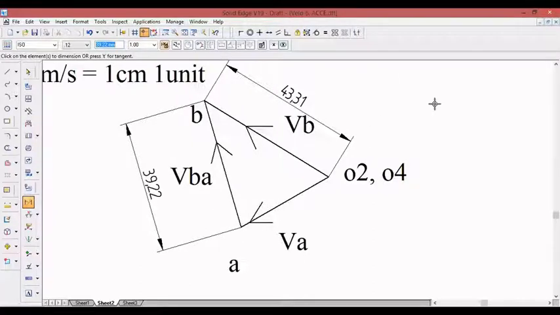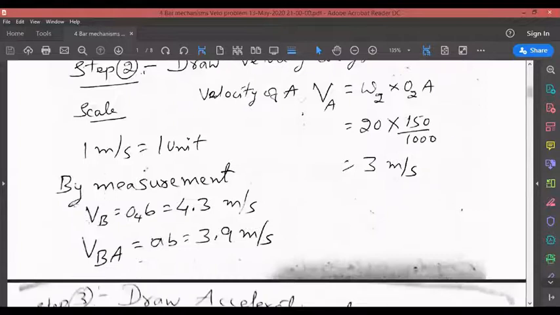So by this we can calculate by measurement the velocity of point B, which will be the length of vector O4B, that is 4.3 centimeters. We have taken 1 centimeter equal to 1 meter per second, so 4.3 meters per second. Similarly, the velocity of point B with respect to A, that is the length of vector AB, we got 3.9 centimeters, so the velocity is 3.9 meters per second.